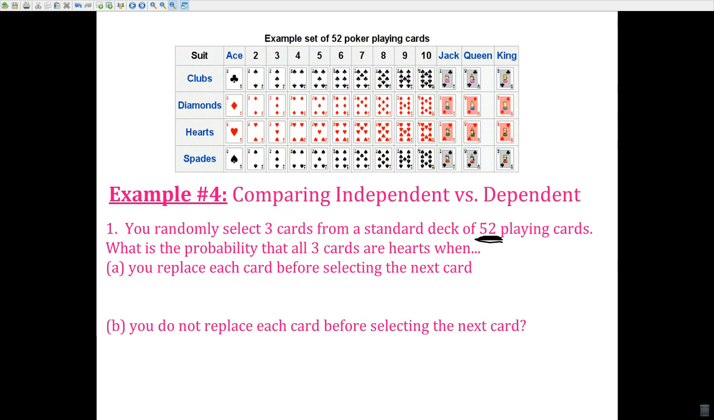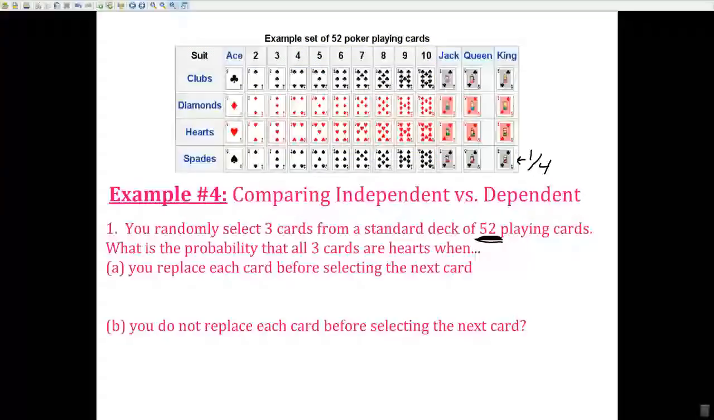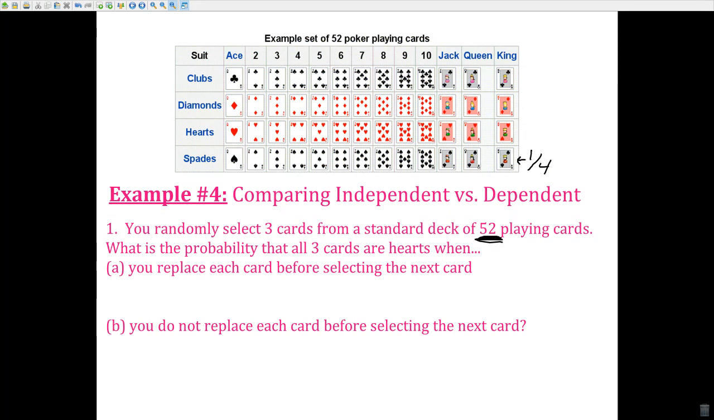So 52 cards total. A fourth of the cards are in suits. You have spades, which is the one I'm pointing at right there. Clubs, which is up here. And then obviously diamonds and hearts. Those are the four different suits. That's what you call suits.